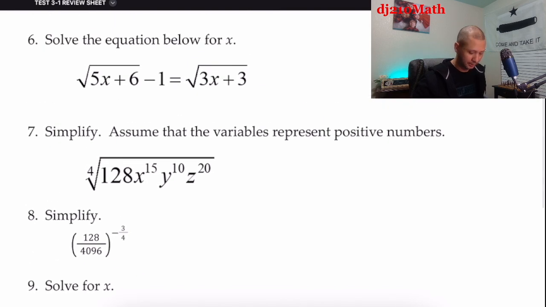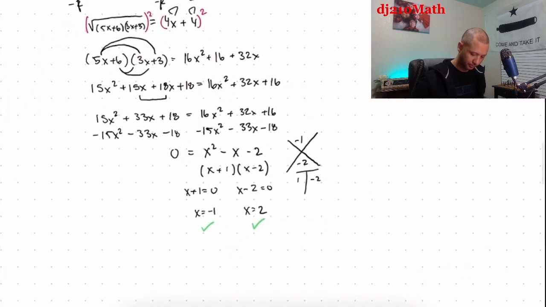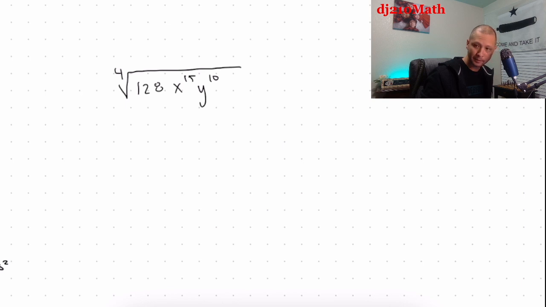Number 7, simplify. All right, let's go to the scratch paper. So we have the fourth root of 128, x to the 15th power, y to the 10th power, and z to the 20th power. Okay, fourth root. We're going to factor 128 into its prime numbers.